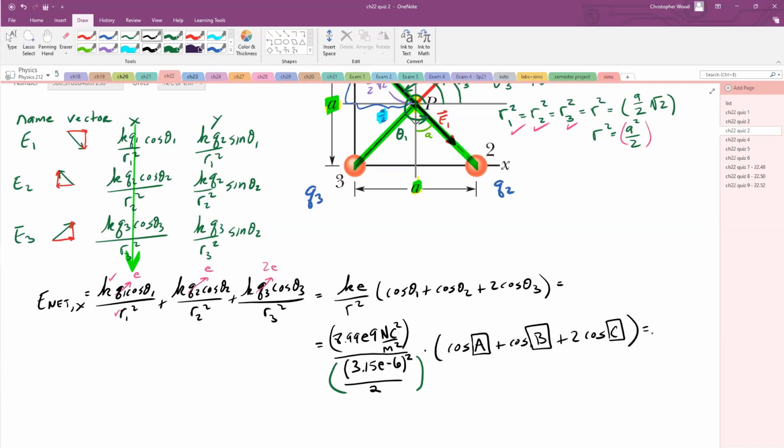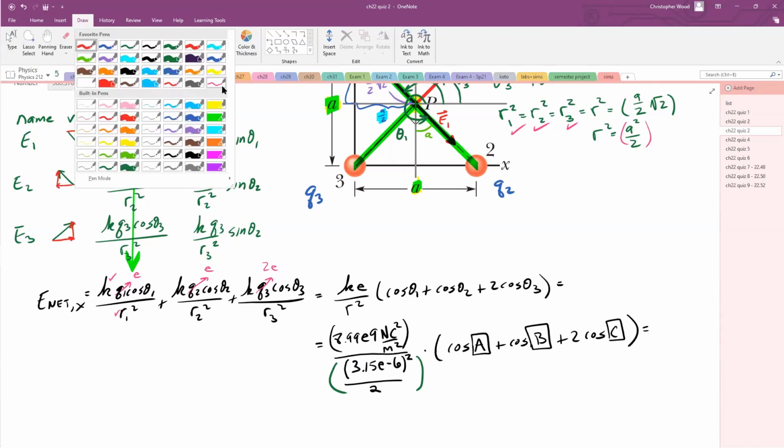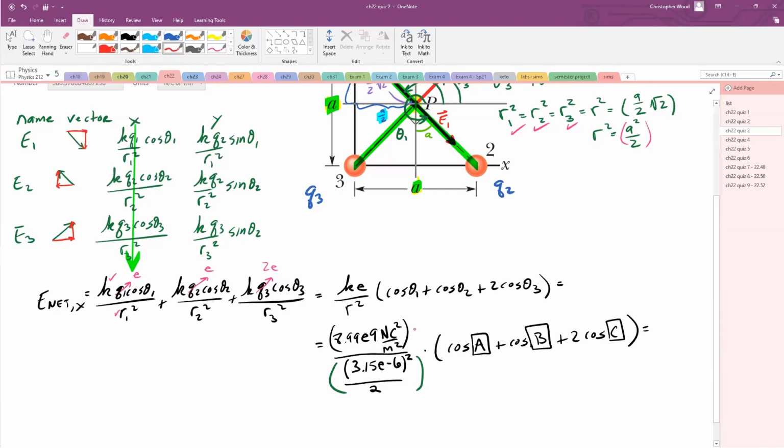Oh, forgot something. Error alert. Attention shoppers. I'd like to report a correction. I forgot E. I forgot to insert this E value right here. So there, this is K. This is A squared divided by 2, because that's what R squared is.